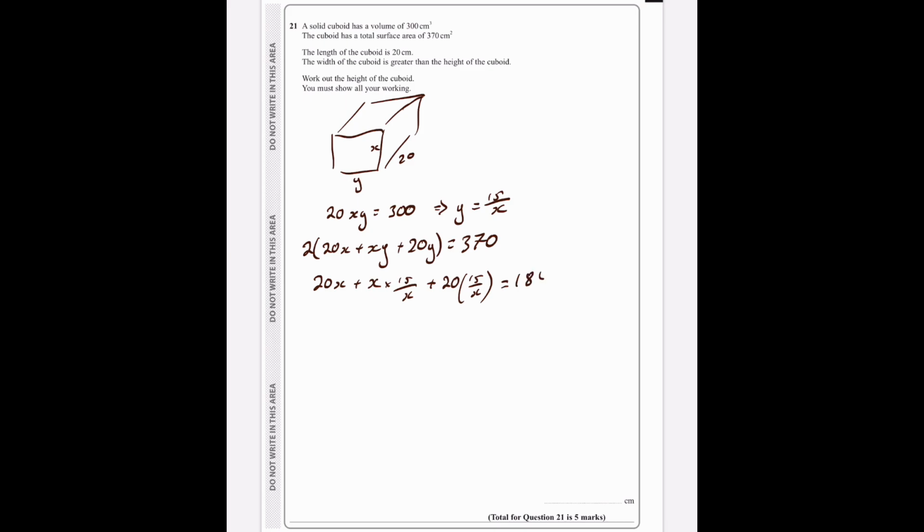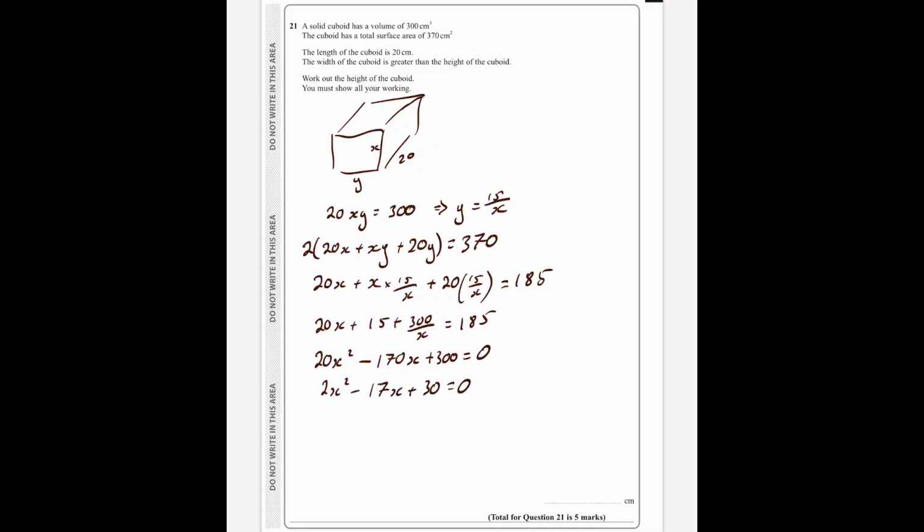I've divided 370 by 2 to get rid of the 2 on the left. Then x times 15 over x is 15. 20 times 15 is 300, so 300 over x is still equal to 185. Then I'm going to multiply both sides by x, and I'm going to bring the 185x onto the left hand side. So 15x minus 185x is minus 170x, plus the 300 that's left.